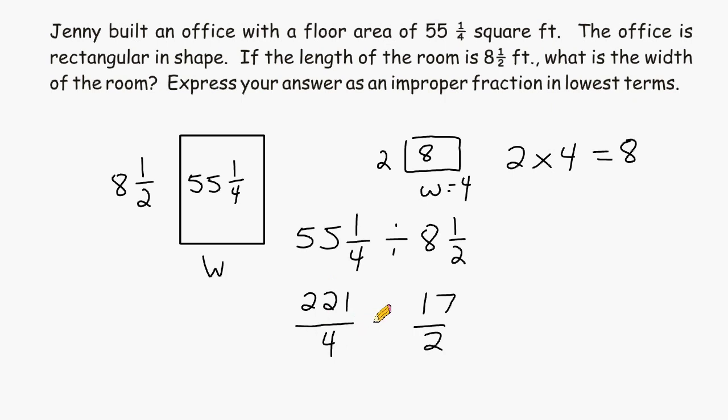So we have to divide this improper fraction by this improper fraction. So the next step that we are going to do is we are going to rewrite the first fraction exactly as it is. And we are going to change our division sign to multiplication and write the reciprocal of the second term. So 17 halves will become 2 over 17.